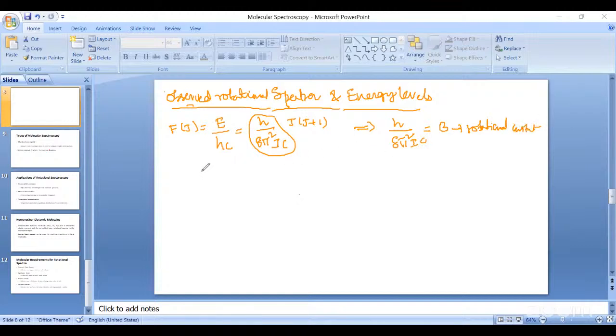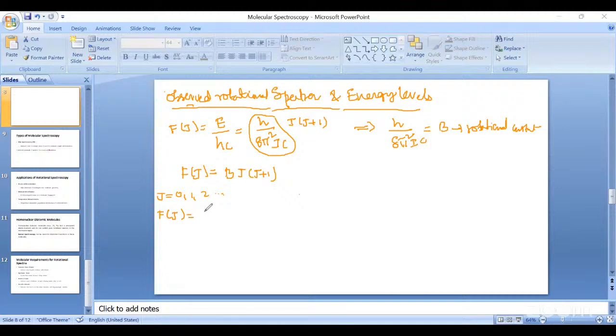So therefore, we can write F of J is equal to B into J into J plus 1. And here, J values can take 0, 1, 2, and so on. So if you substitute the J values 0, 1, 2, 3 in this equation, you are going to get the energy equation.